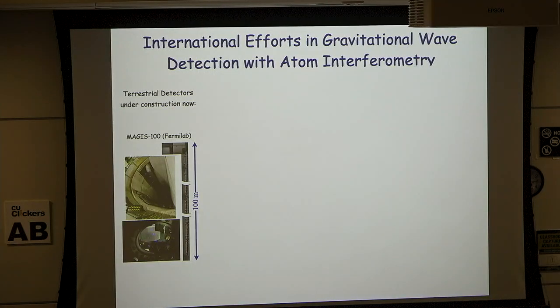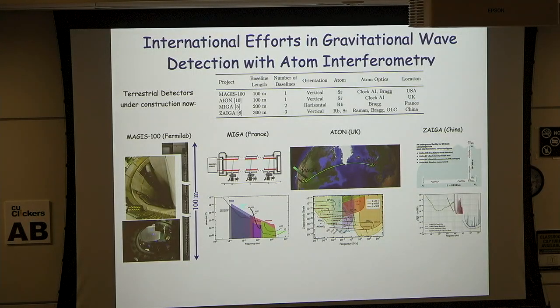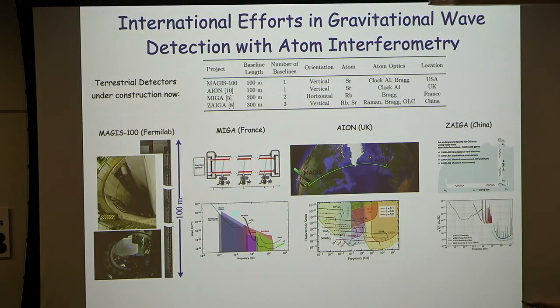And I'm excited to say, in the beginning, we kept telling everyone how excited we were about using atom interferometry and things like that to look for gravitational waves. And it was sort of lonely. But by now, actually, a lot of groups have gotten excited about using atomic technology to look for gravitational waves. And there's a number of these 100-meter class detectors springing up around the world, including, for example, AION in the UK, MIGA in France, and ZAIGA in China. I've written the parameters here, but you can see they're all around 100 meters or so.